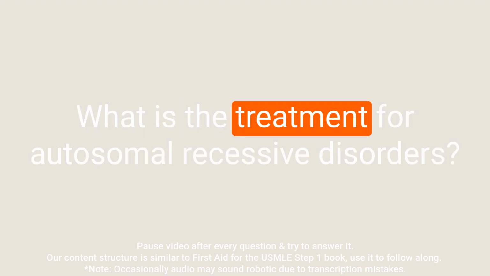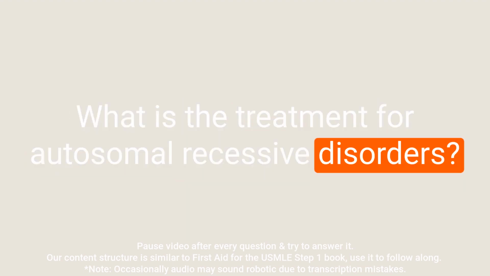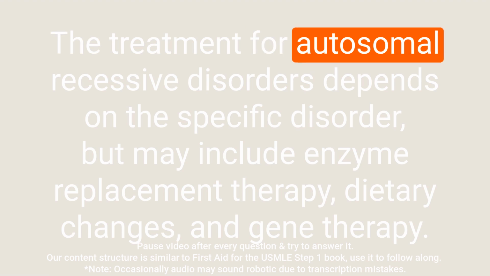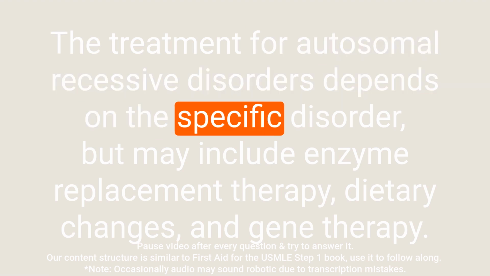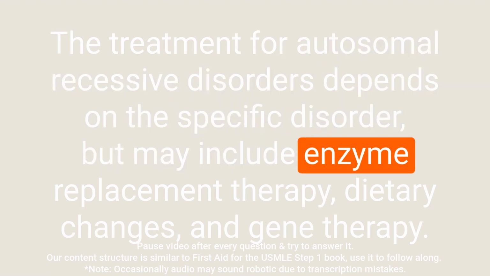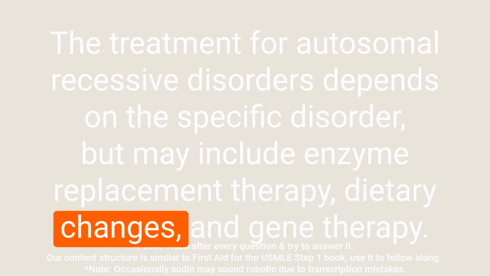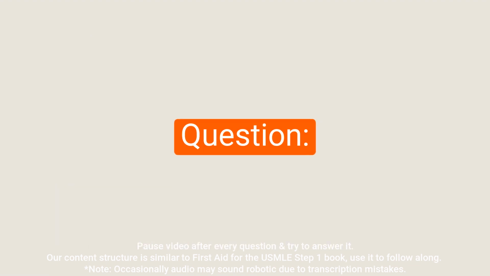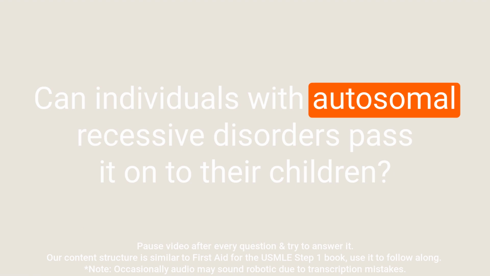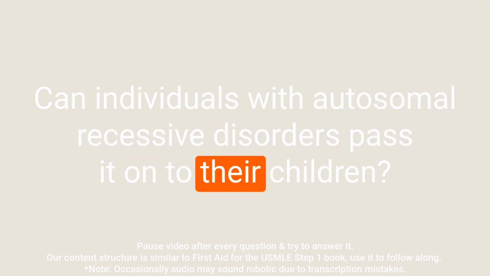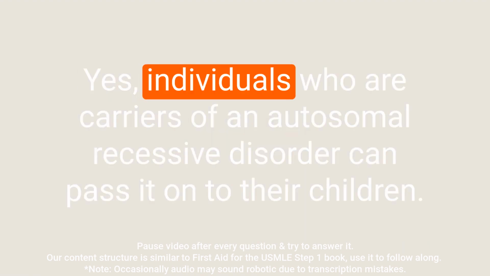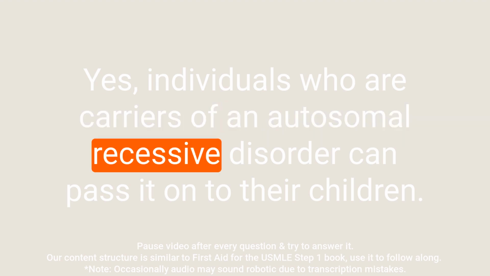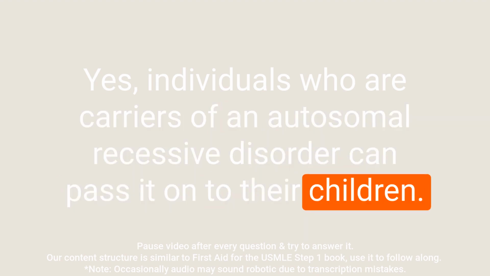Question: What is the treatment for autosomal recessive disorders? Answer: The treatment for autosomal recessive disorders depends on the specific disorder, but may include enzyme replacement therapy, dietary changes, and gene therapy. Question: Can individuals with autosomal recessive disorders pass it on to their children? Answer: Yes, individuals who are carriers of an autosomal recessive disorder can pass it on to their children.